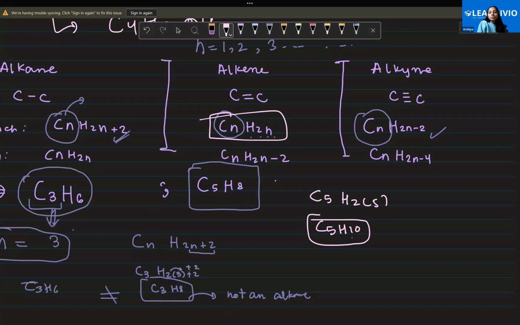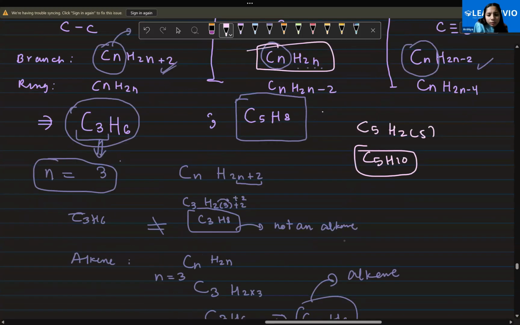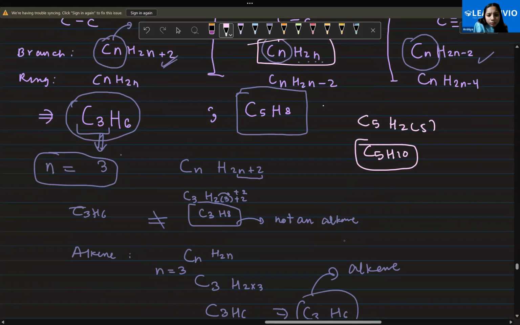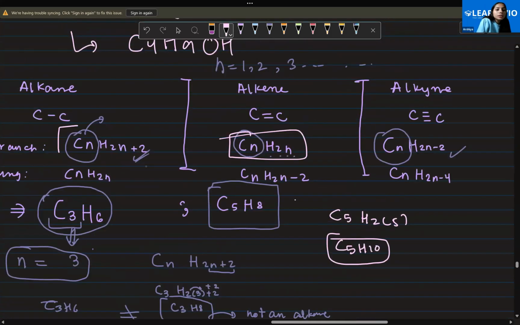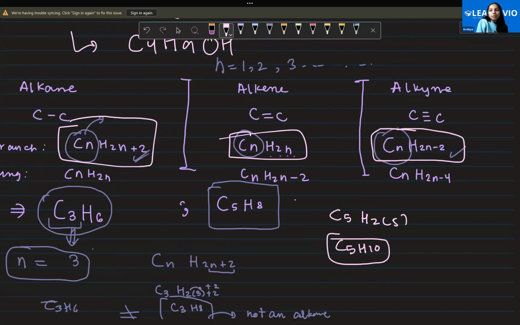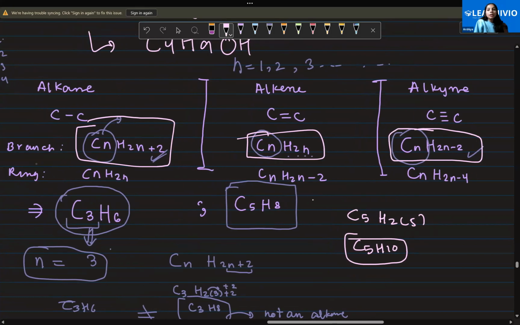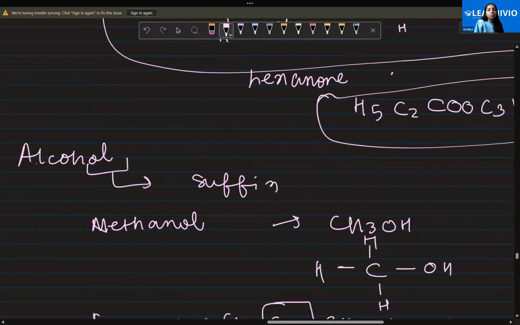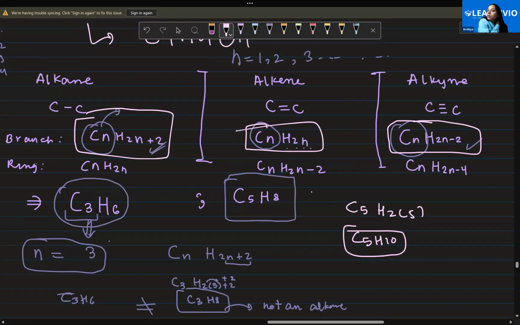Ma'am, the formula that you wrote below, CnH2n minus 2, that I followed. Okay, use these formulas, the alkane ones. Try again. I used all the below formulas. Okay, those are for rings. Remember when we studied structural isomers, there was a difference in the number of hydrogens in rings and chains. That's why they have different formulas. Use the branched one.